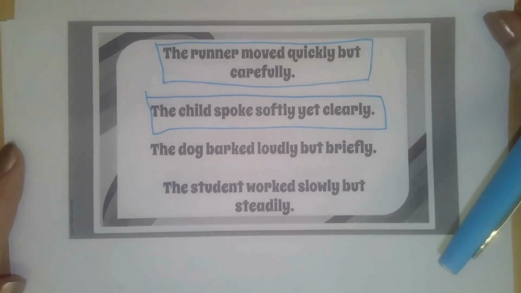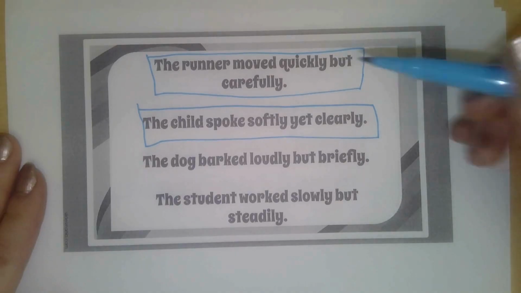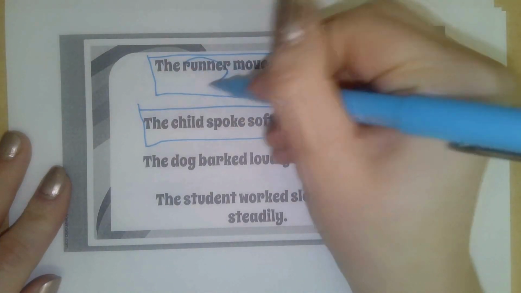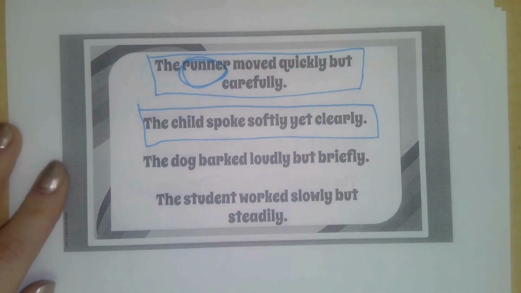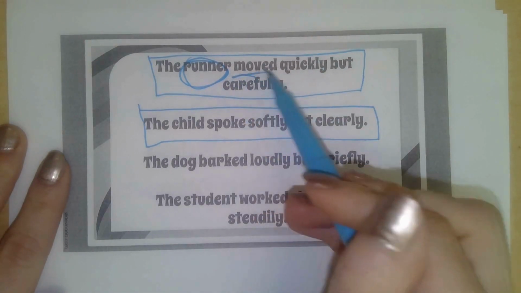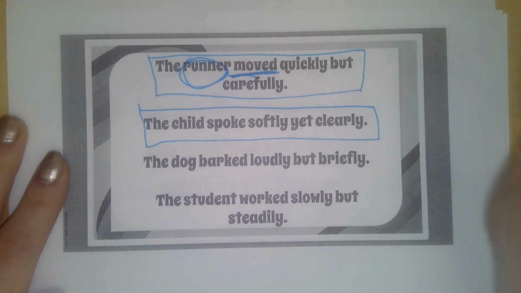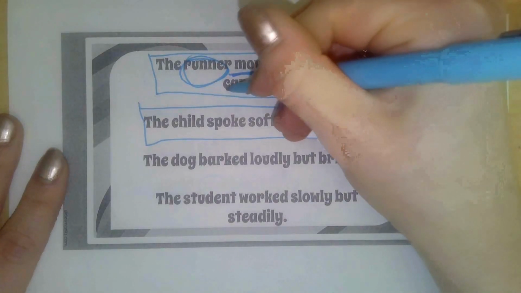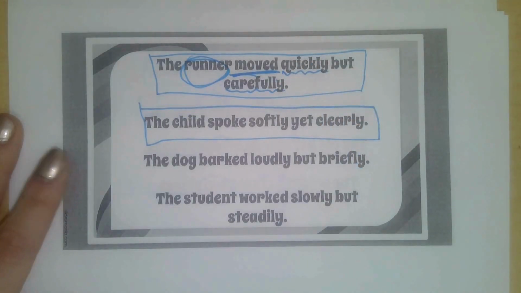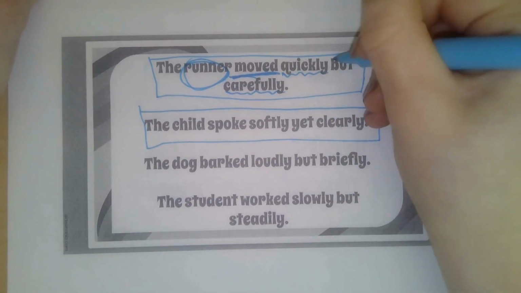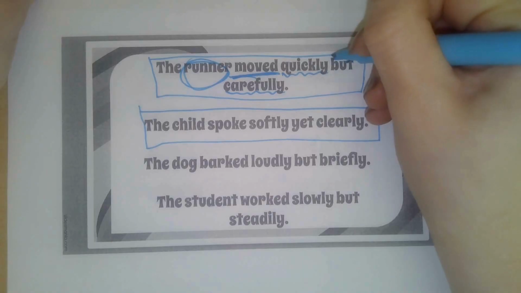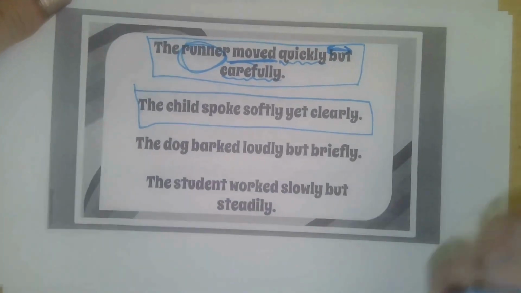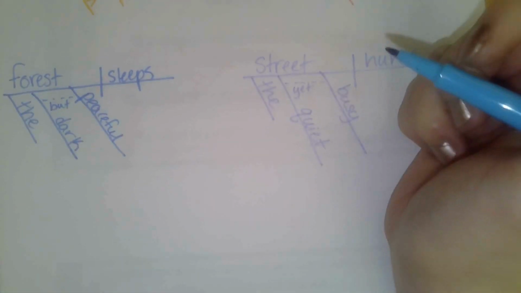Now compound adverbs. The runner moved quickly but carefully. We have our subject, the runner. What is the runner doing? The runner is moving, our verb. And then describing how the runner moved, quickly but carefully. Those are our adverbs. And then we have our conjunction right here, but. So we're going to diagram that one.